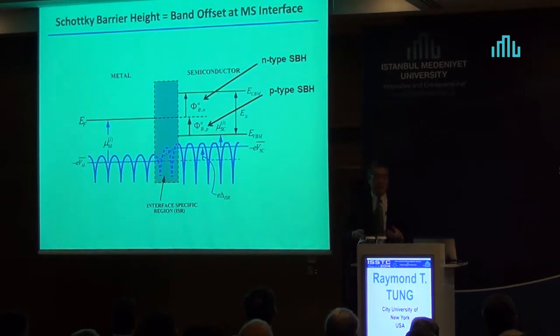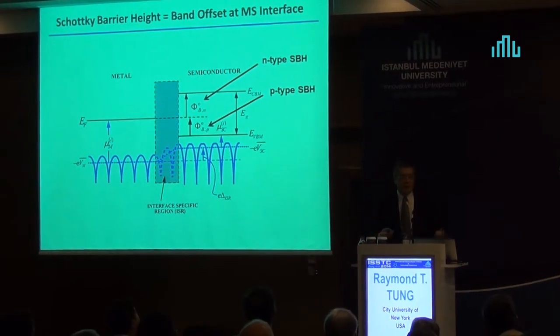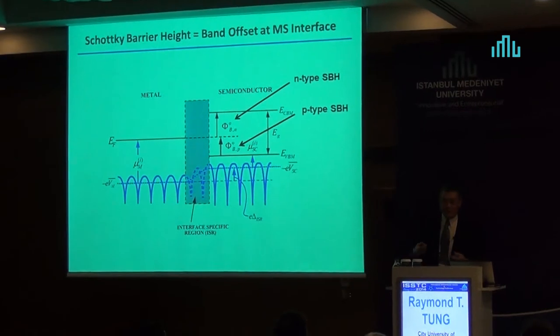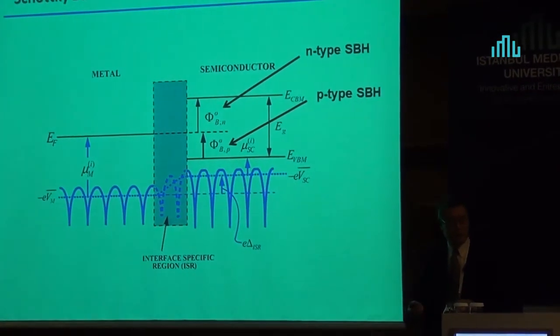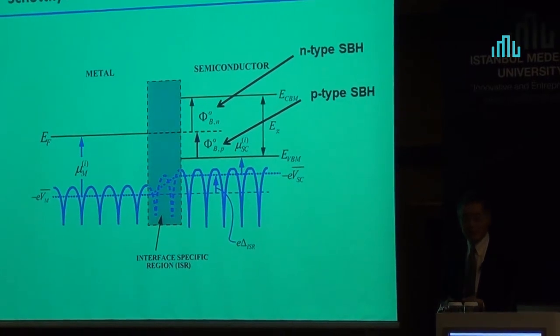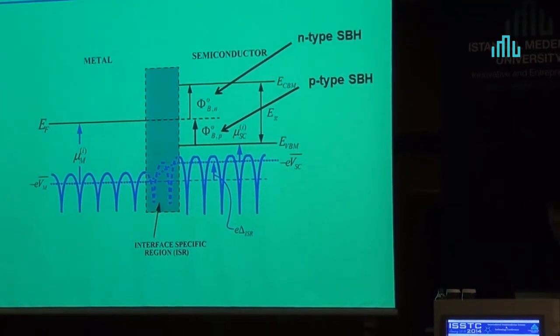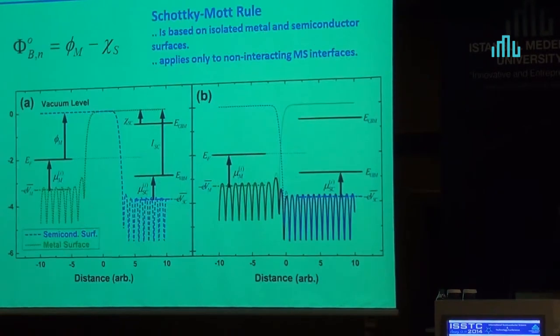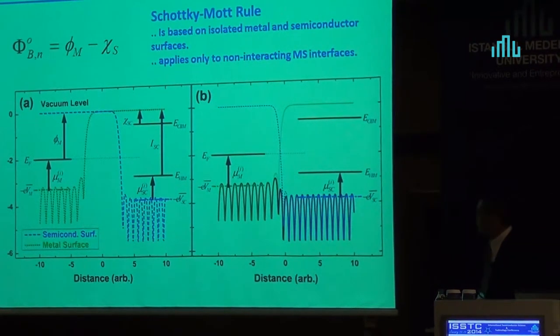Now the n and p-type barrier heights control the current flow, and the dependence is exponential. So the magnitude of these barrier heights is very important for semiconductor applications. So we really would like to know what factors determine the formation of the Schottky barrier.